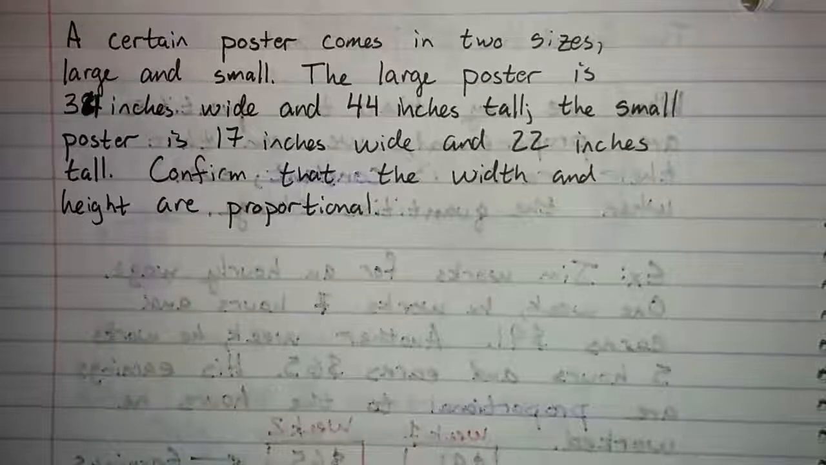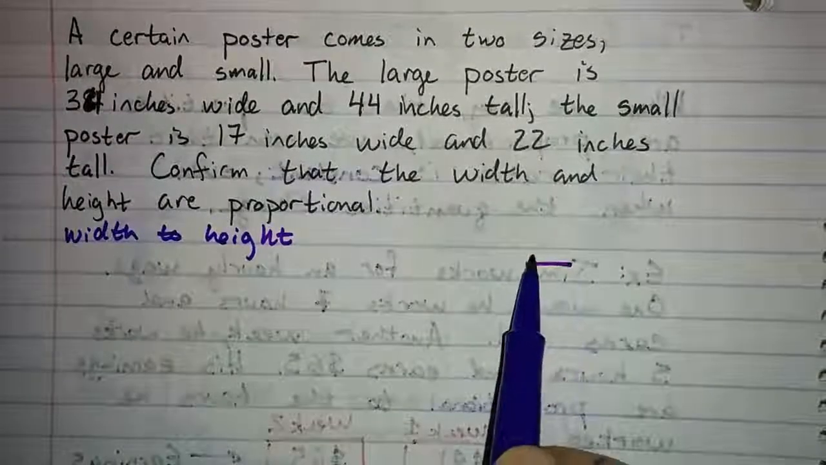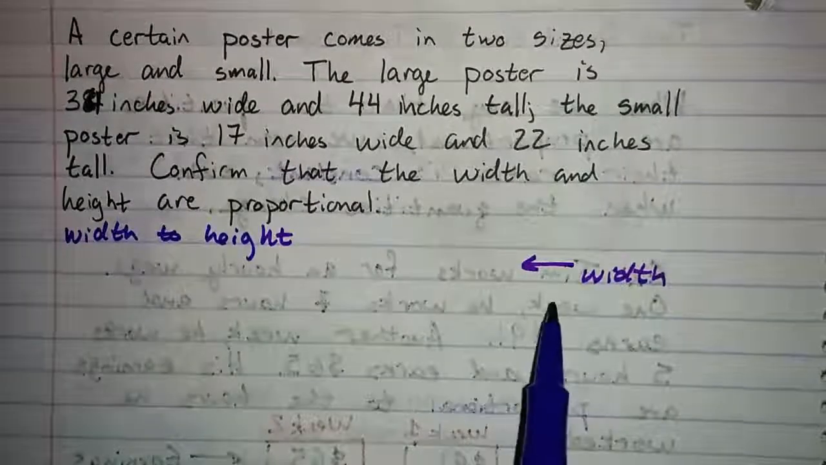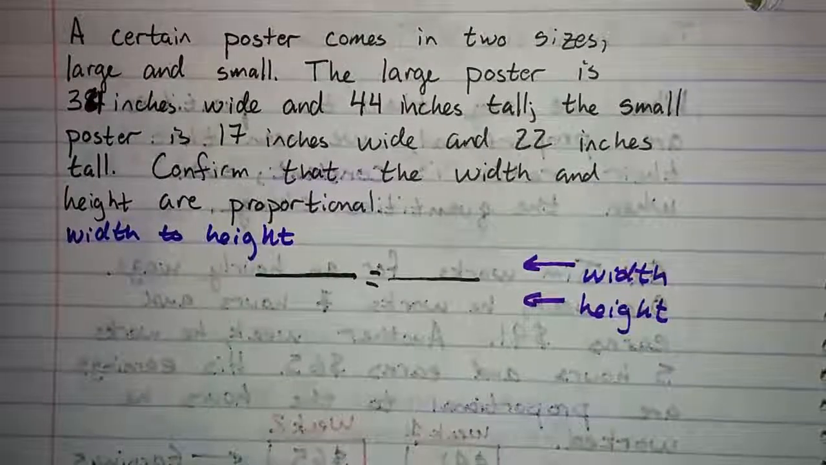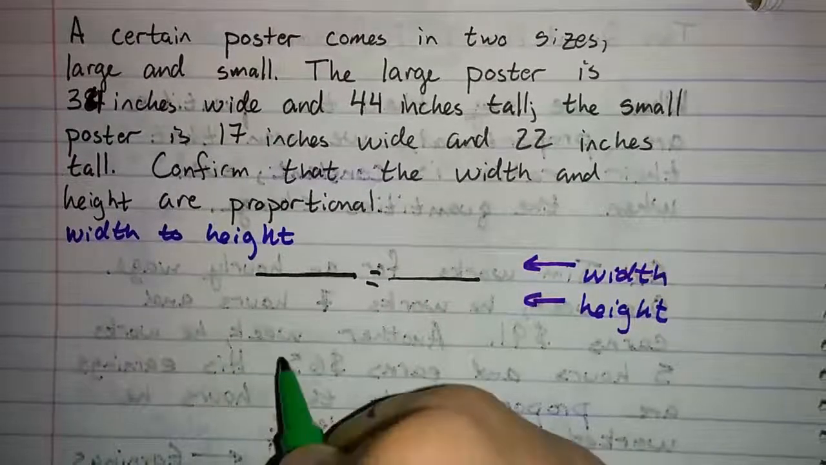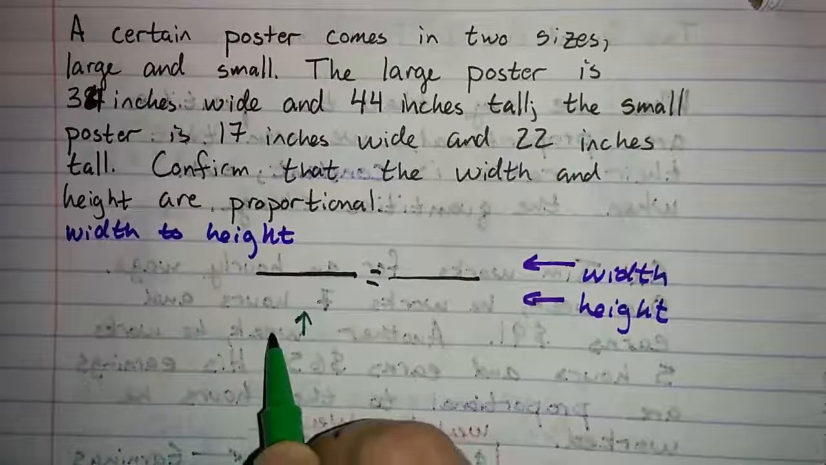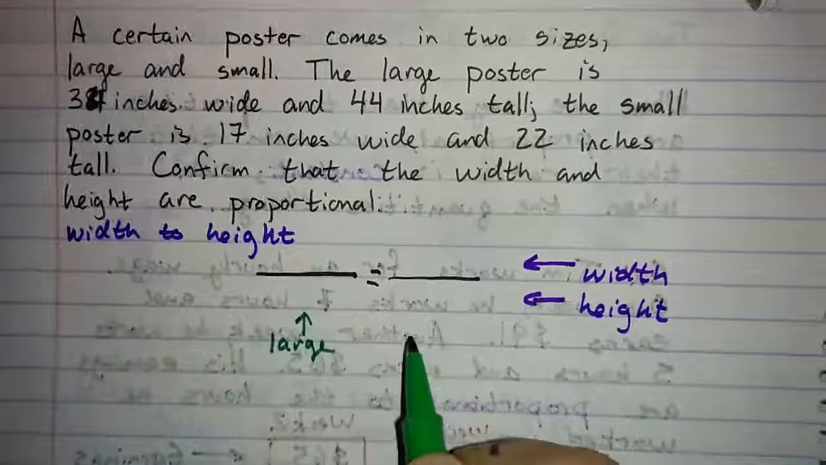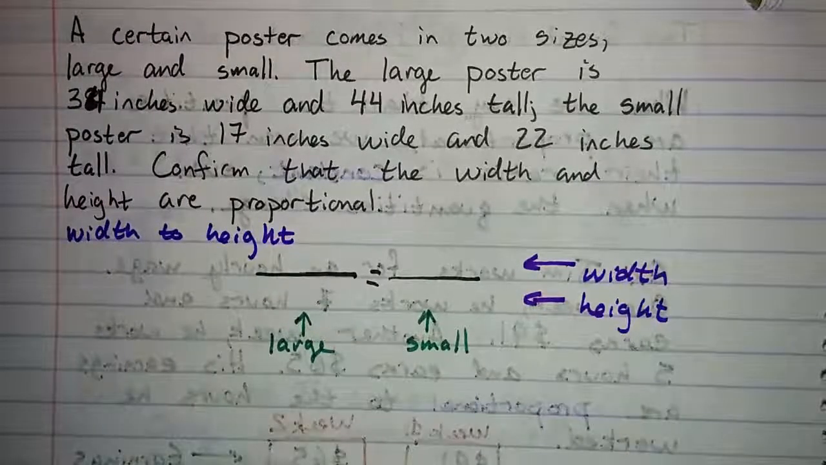All right, so I think that the ratios I'm going to set up are width to height. So that means I'm going to have width as my first quantity and height as my second. And then I have to pick one ratio to write first. I think I'm going to write the ratio in the large poster and then the ratio in the small poster. And now it's very easy to read off all of the numbers.